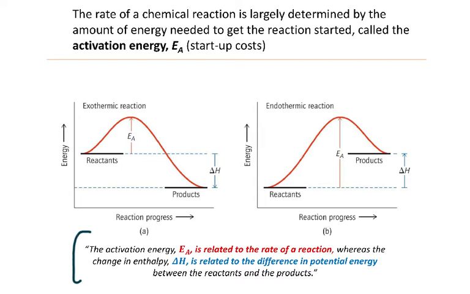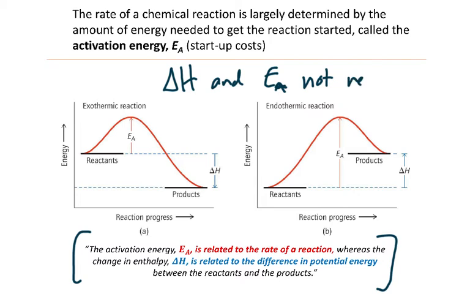So here's a quote from your book. The activation energy is related to the rate of a reaction, whereas the change in enthalpy, delta H, is related to the difference in potential energy between the reactants and the products. And there is not necessarily a relationship between delta H and activation energy. They're not really related. Okay, so activation energy has to do with the rate of a reaction.